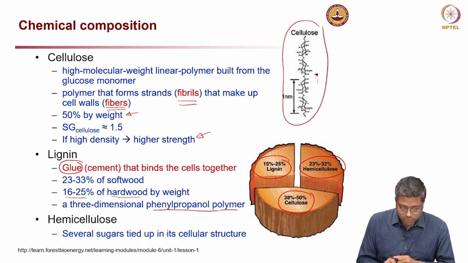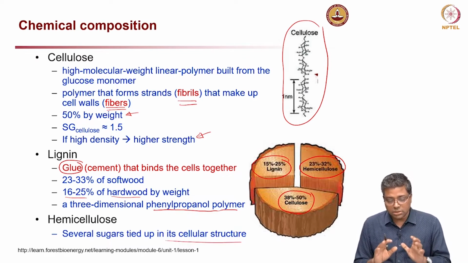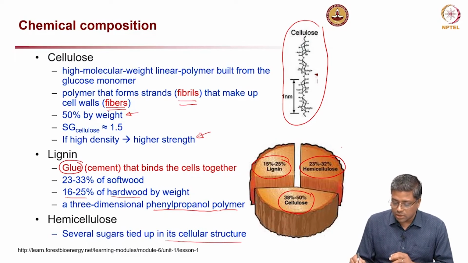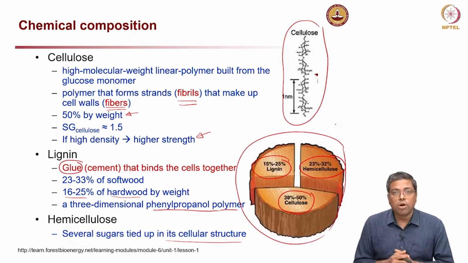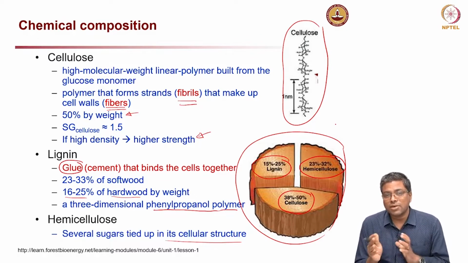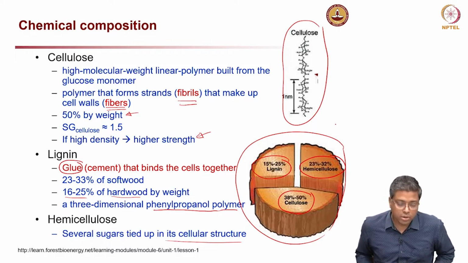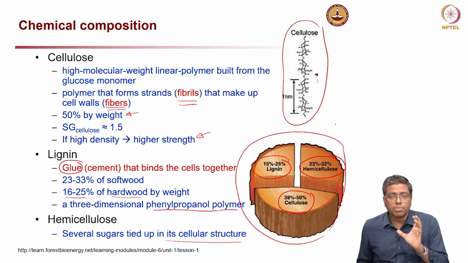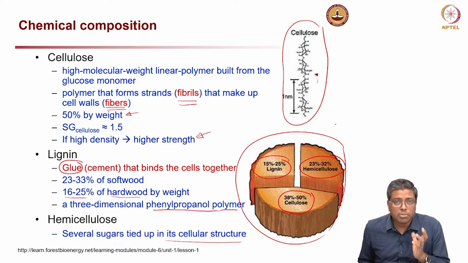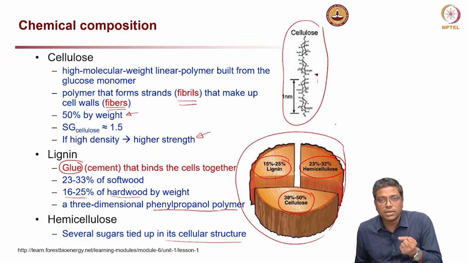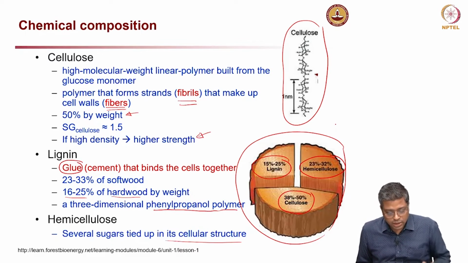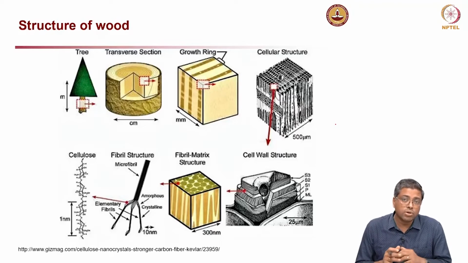Now, hemicellulose is several sugars tied up in its cellular structure. So, this is the chemical composition. The main thing is to look at which are the key components, and what is roughly the proportion and their role. Most of the properties are provided by the cellulose, and lignin plays a role of binding these cells together, and hemicellulose is where different sugars are tied up in the cellular structure. So, this is the chemical composition. Now, look at the physical structure of wood.